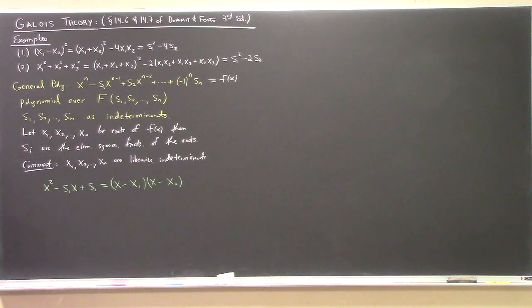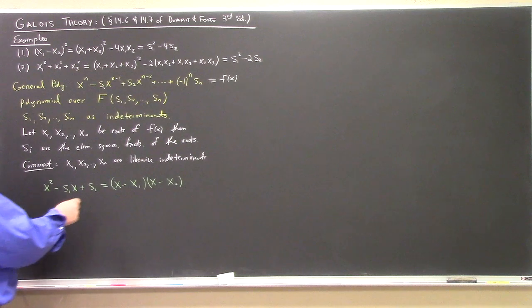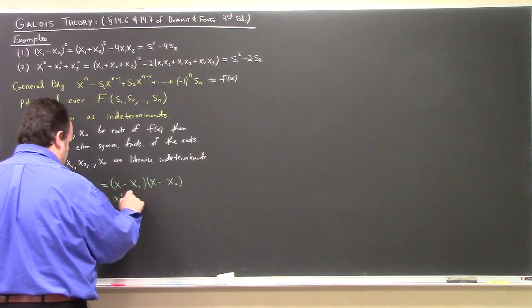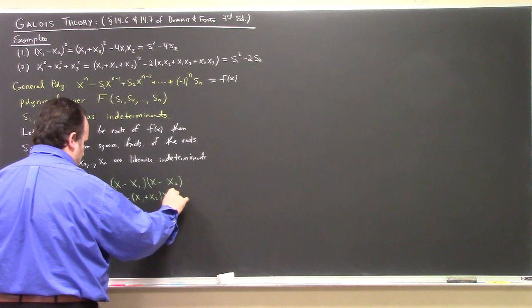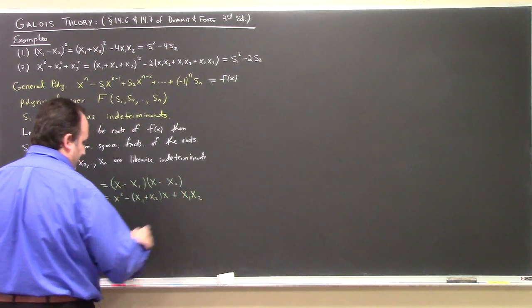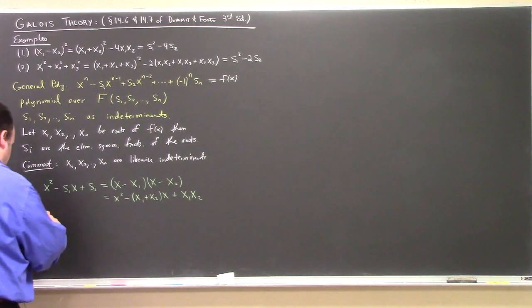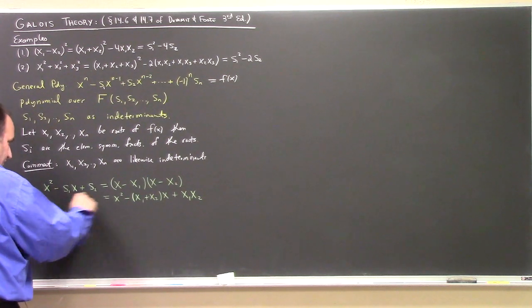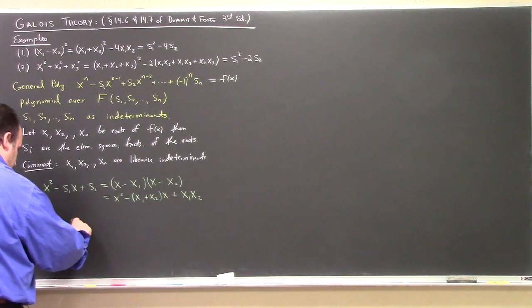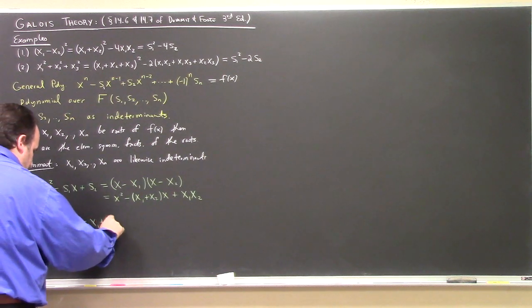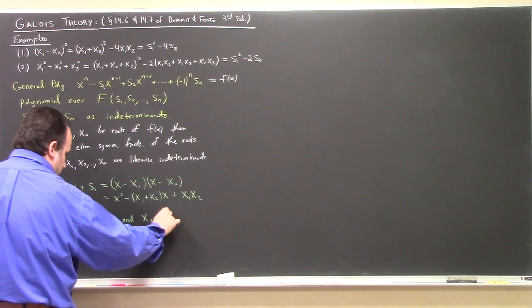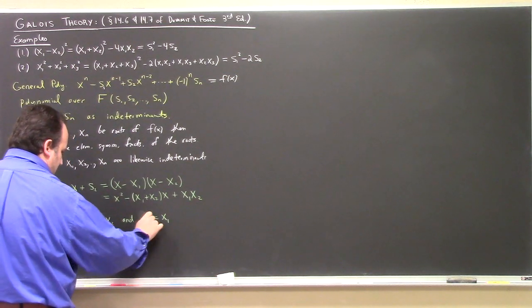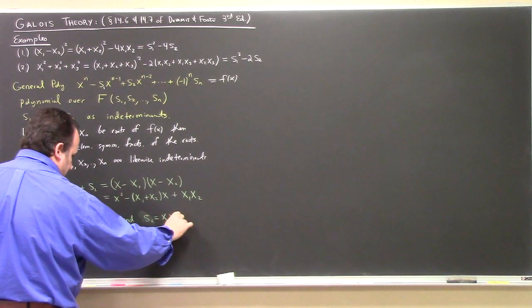So we do the math, and this gives us x squared minus (x1 plus x2) x plus x1 x2. Thus, from equating coefficients, you can see that s1 is x1 plus x2, and s2 is x1 x2.